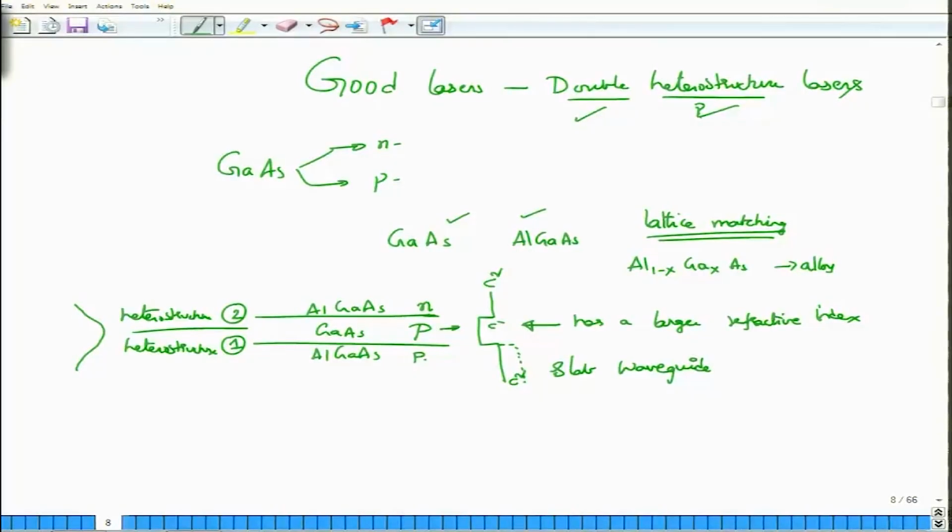You will appreciate it slightly in 1 or 2 minutes, but I will give you the basic idea first. The idea is that the different values of P and small p actually serve to confine carriers as well. Okay. Carriers can also be confined.